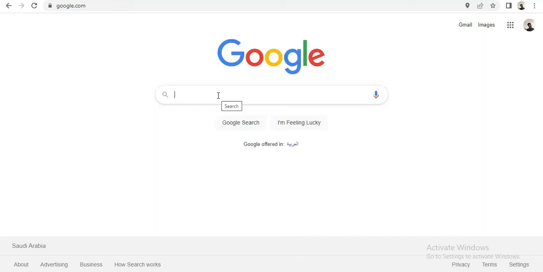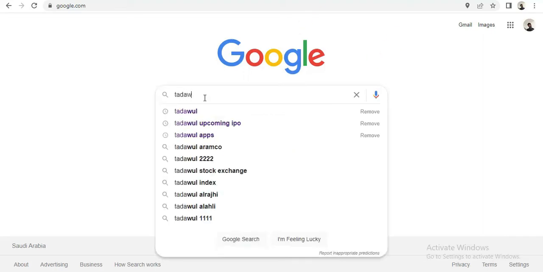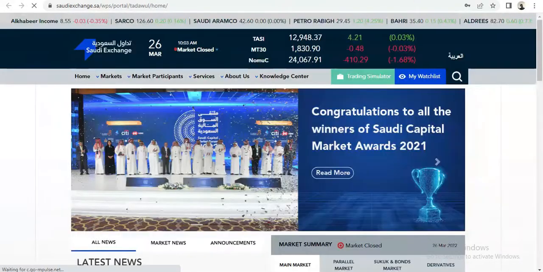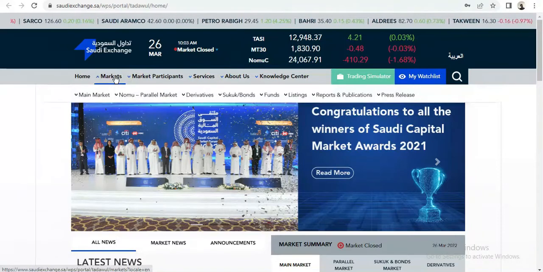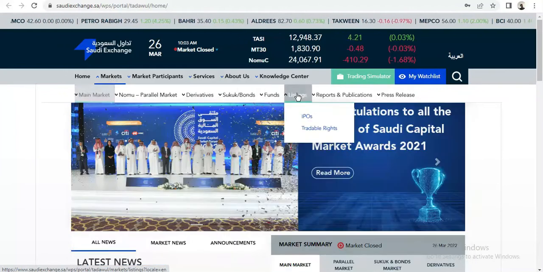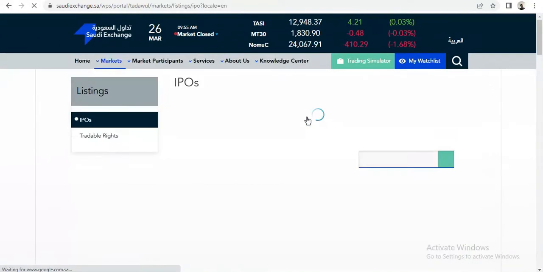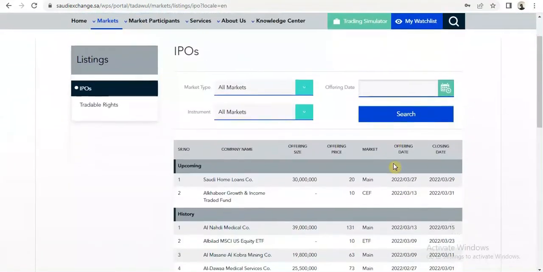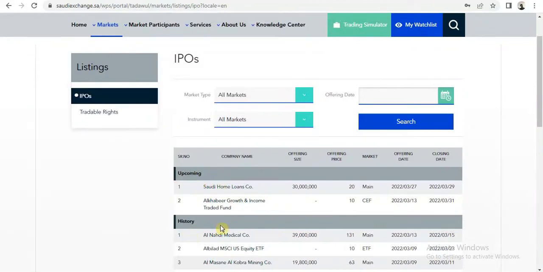Then we will go for the last week analysis, and then subsequently the answers to the questions from the viewers. The first thing is you have to go to the Tadawul website. This will be the website, saudiexchange.sa. First, if you want to check the upcoming IPOs, you have to go to Markets, then here it is Listing and IPO. If you select this, these are the history of the IPOs and the upcoming IPOs. Here it's mentioned upcoming and the history.